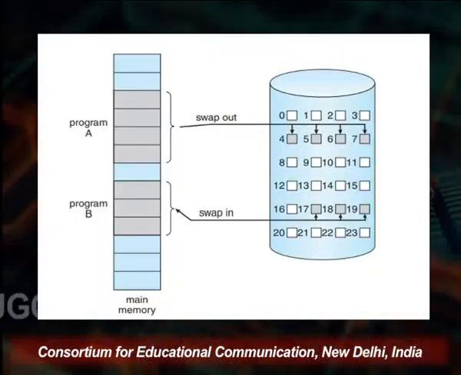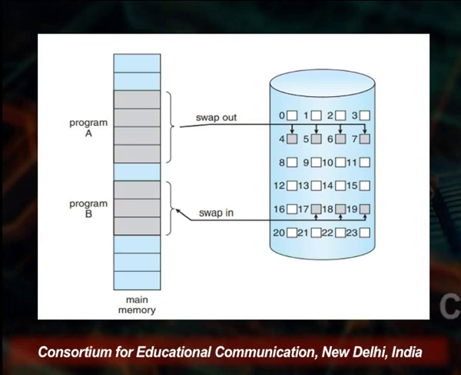Let us take a look at the figure which is available on the screen. We have two programs, program A and program B. The screen shows that some pages belonging to program A or process A are being swapped out and stored inside the hard disk, while some pages which were already on the hard disk belonging to program B or any other program are being swapped in to the physical memory, taken from the hard disk.